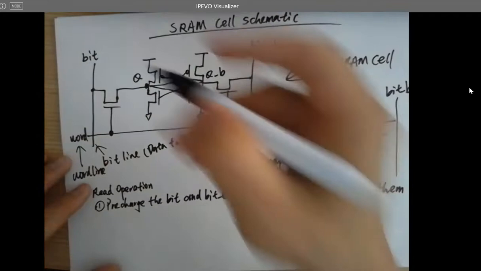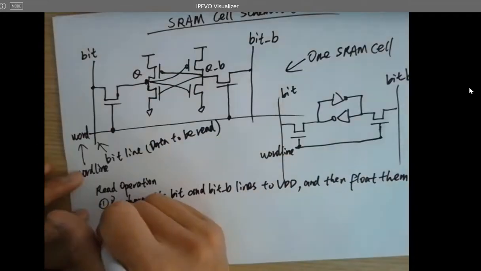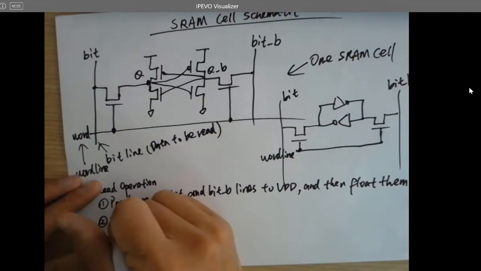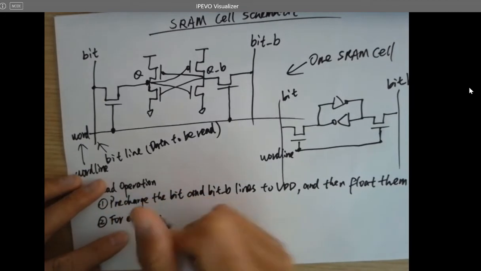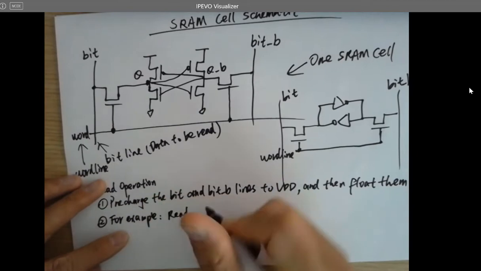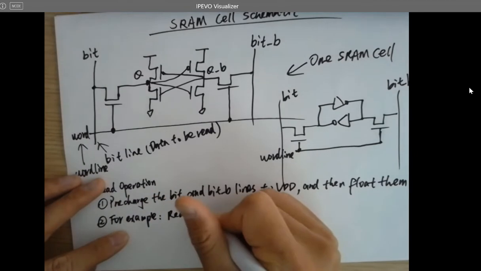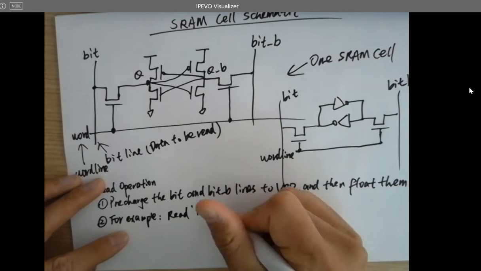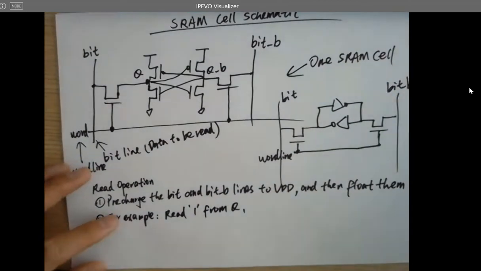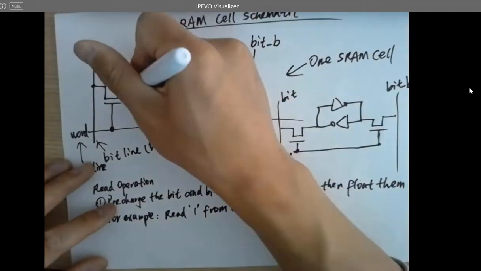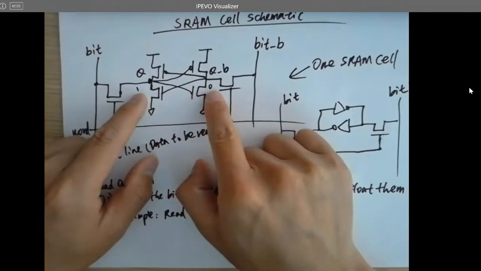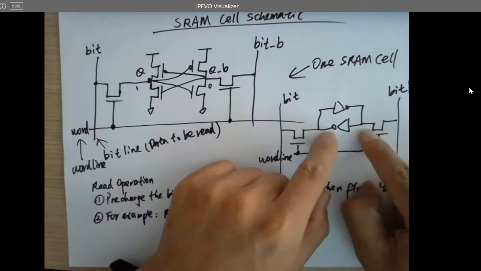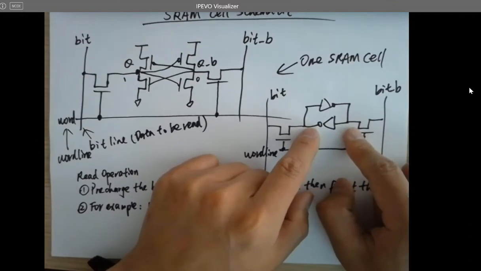So for example, initially, read one from Q. Which means Q has a one here, and this will be zero, right? If this is one, this must be zero. Why? Because of the latch. Remember I explained this last time on Monday's lecture.